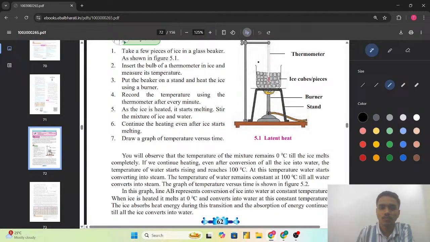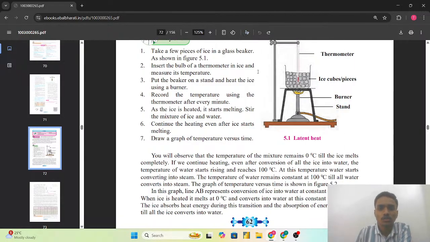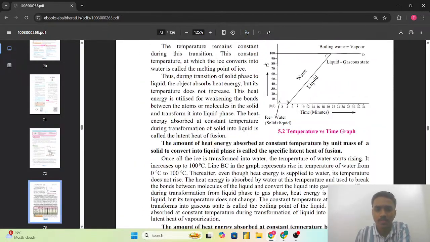So after the breaking of the bond, they start converting into the liquid state, and after that again into the gaseous state. So जो heat यहाँ पर जो provide की गई थी, so that heat gets utilized for the weakening of that bonds, and that heat only we call the latent heat of the fusion.